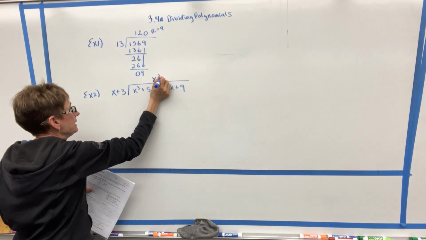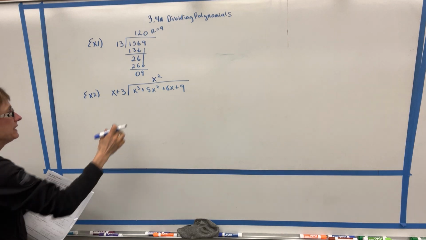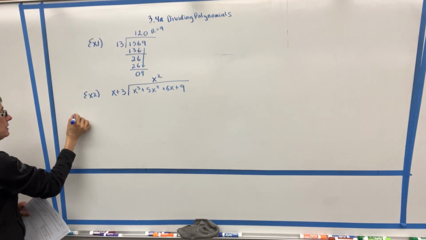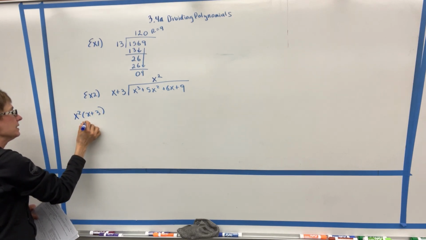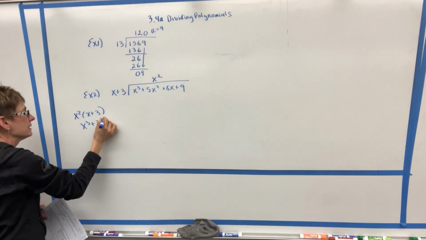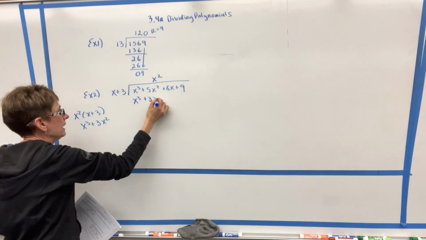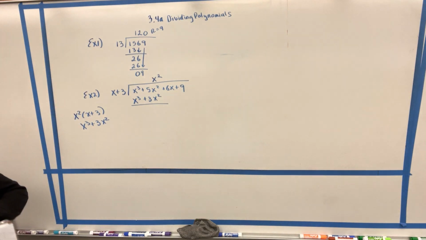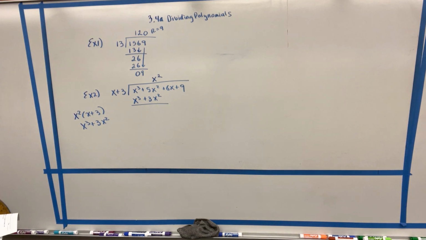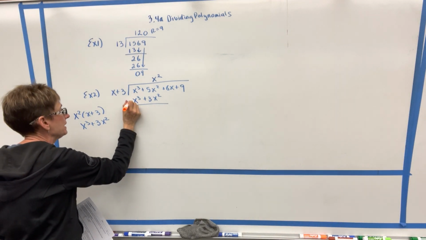I like to line these up. It's not absolutely essential to do so. If I take x squared times x plus 3, and I'll do the work over here, I'm going to get x cubed plus 3x squared. So I'm going to write down x cubed plus 3x squared. Now, one little difference here is that when we're subtracting, instead of just subtracting, I like to think of it as adding the opposite. They are equivalent, but it's a little bit easier.